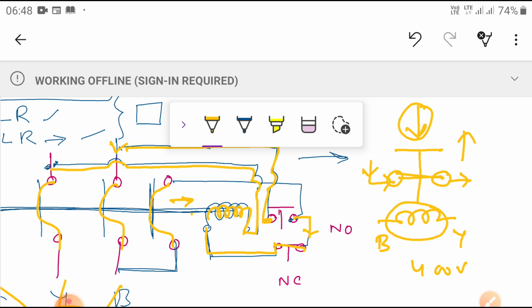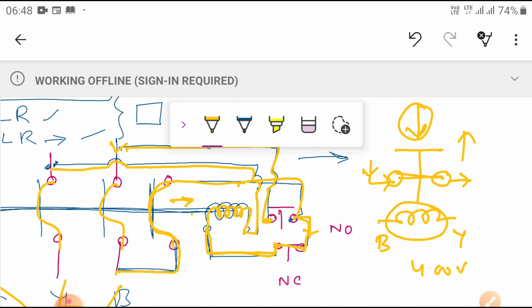Whatever current comes is opened. Then how will it be excited? You can see here. If it is closed, then whatever current is coming here, this phase is coming now. This phase is closing. So from this one it is going to here. Then whatever is closed here, the current is supplied continuously through this one.